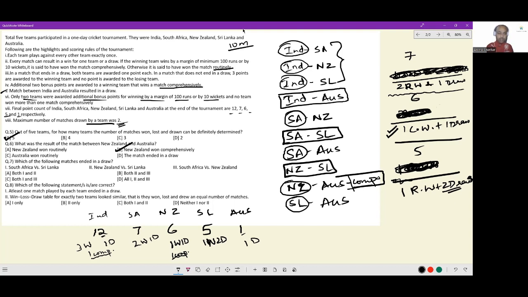Which of the following matches ended in a draw? South Africa versus Sri Lanka? Yes, ended in a draw. New Zealand versus Sri Lanka? Yes, ended in a draw. South Africa versus New Zealand? No, did not end in a draw. Therefore, the answer has to be option A.